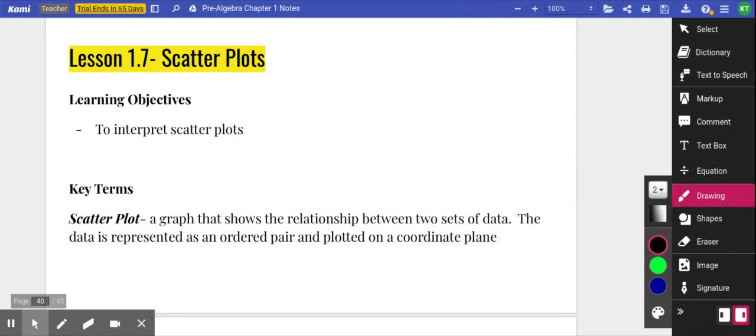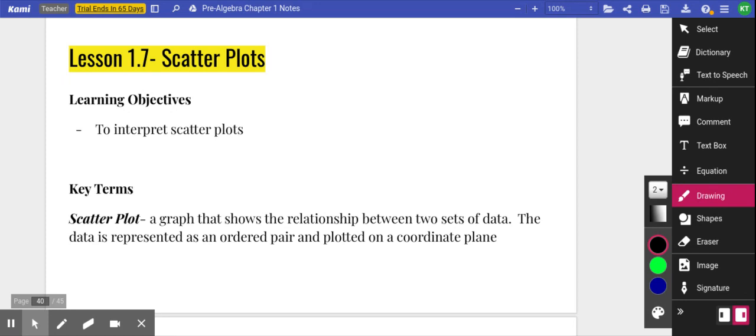Today we are going to look at lesson 1-7, which is the last section of chapter 1. Very quick, short chapter of scatter plots. Our objectives are just going to be to interpret scatter plots, or to interpret what we think would be the relationship between two different measures of data.